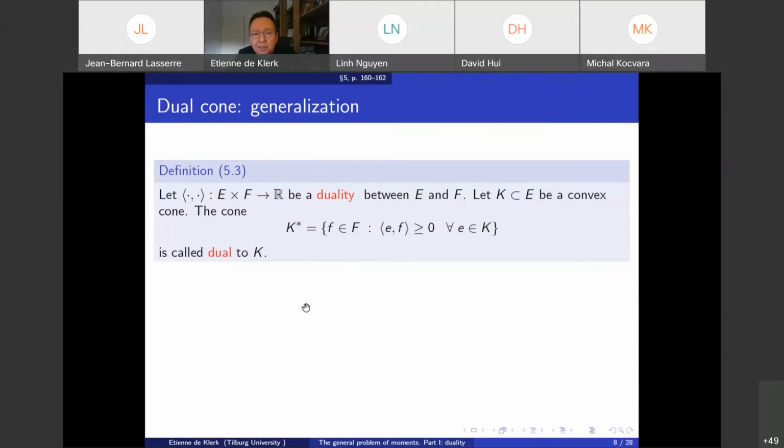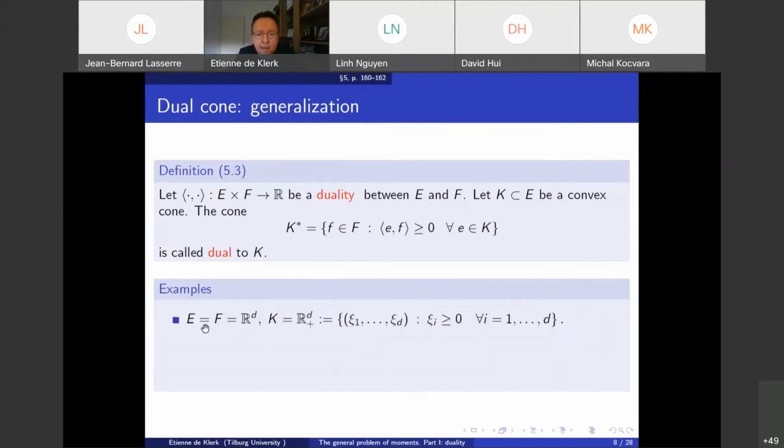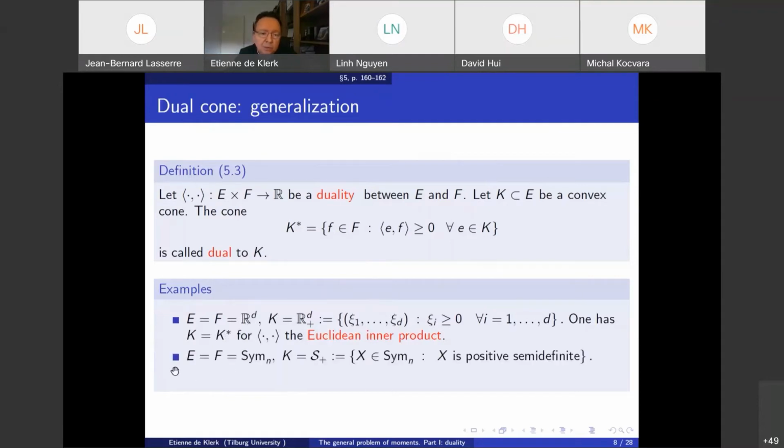Okay, so you will recognize this. It looks extremely familiar to the usual definition of a dual cone using the inner product. So again, in the special case where the duality is an inner product and the spaces are the same, this is just the definition that we all know of a dual convex cone. So if we have a non-negative orthant, for example, then the non-negative orthant is its own dual. We call it self-dual with respect to the Euclidean inner product. If the spaces are the Euclidean space and the duality is the Euclidean inner product, then it's just its own dual. So we all know this.